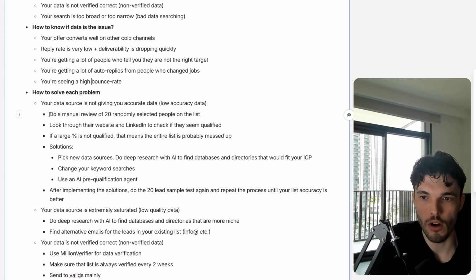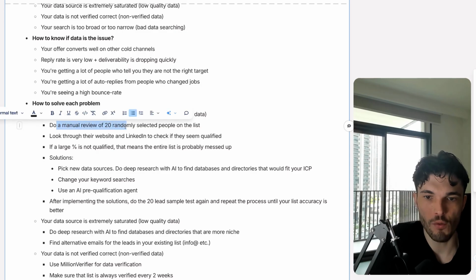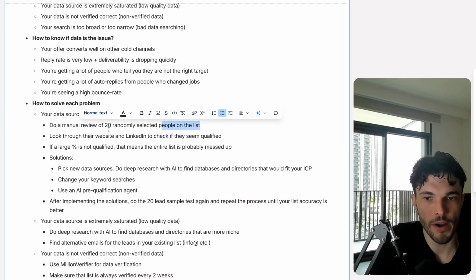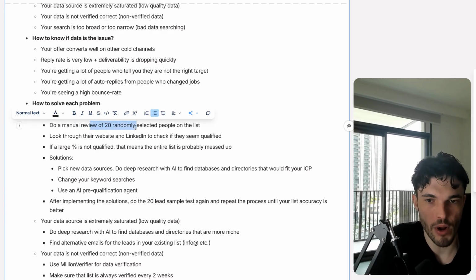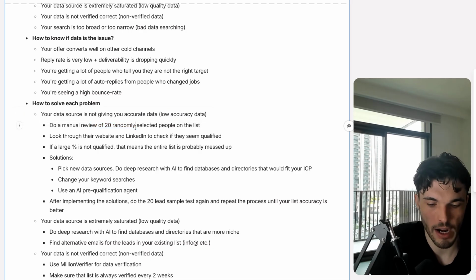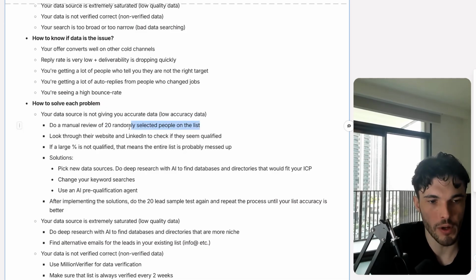So the first issue we're going to talk about is your data source is not giving you accurate data, so there's low data accuracy. What you want to do, first of all, is a manual review of 20 randomly selected people on your list. This is always a good practice. Really try to dive deep on these 20 randomly selected people. Look at their job title, their LinkedIn page, the website, everything you can get your hands on, and then review it and see how many of these are realistically qualified based on publicly available information.